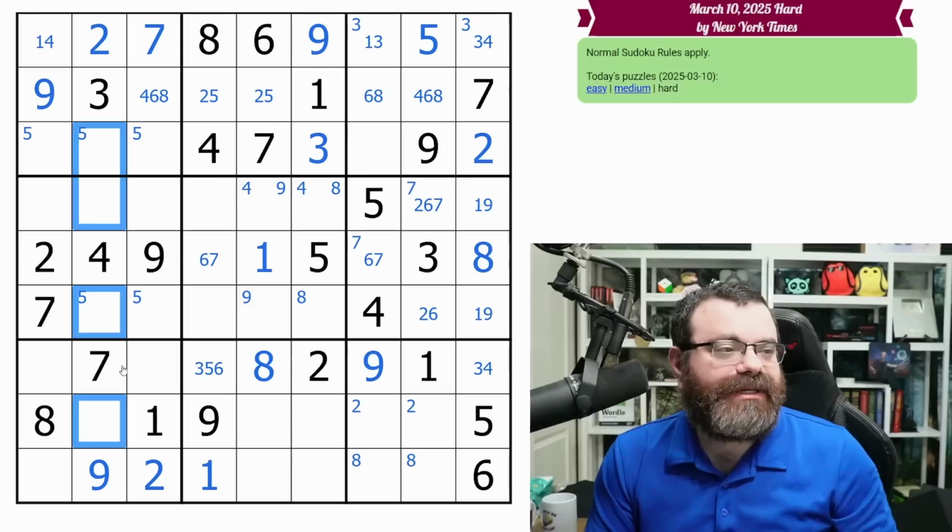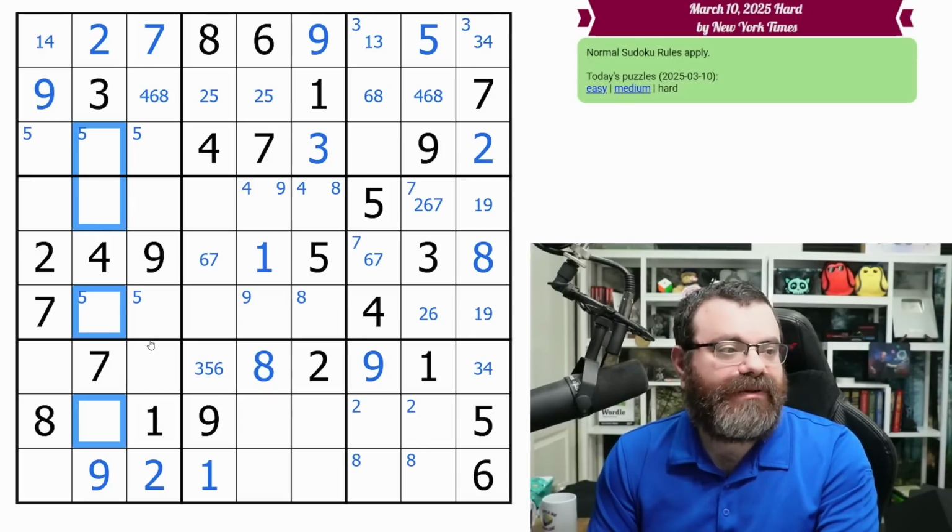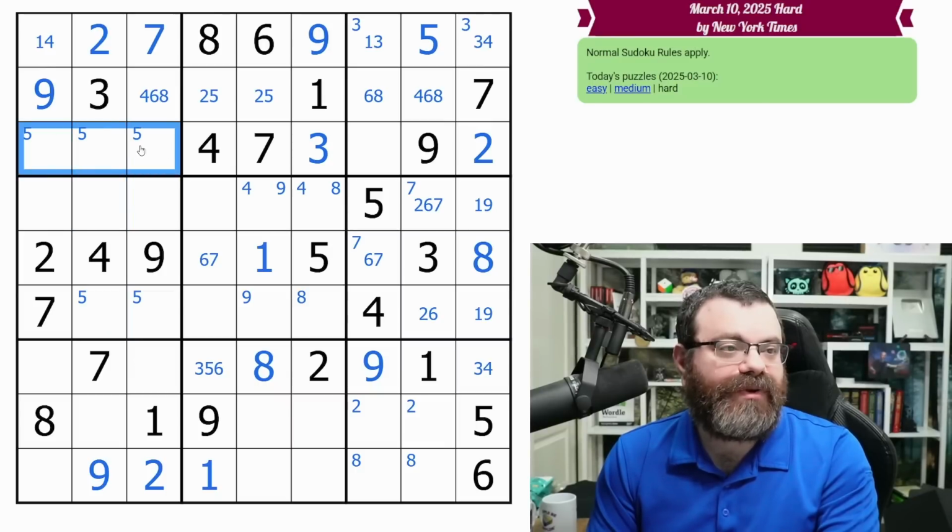This column is now down to 4 digits. Let's think about it. We need the 1, 5, 6, 8. Nothing for that. This is the row as well. 1, 5, 6, 8. This is 1, 6, 8.